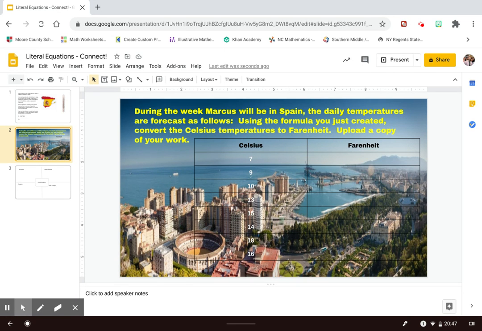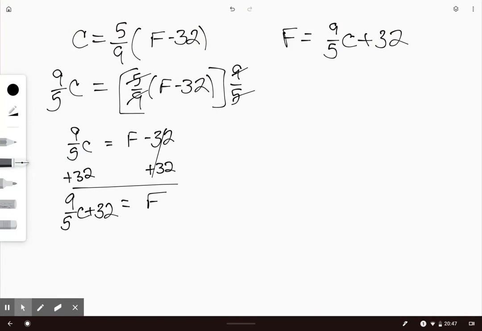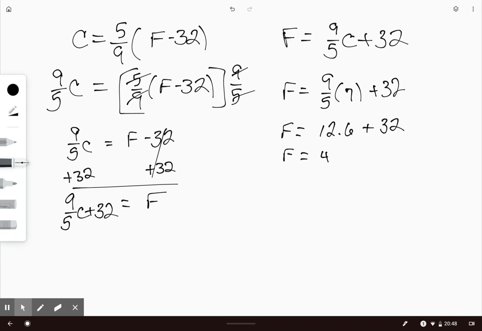So if you look here, my first Celsius temperature is 7. So I'm going to take this new formula that I wrote and simply insert the 7 where I have the variable C. So then that's going to give me F equals. On my calculator, I do 9/5 times 7, which gives me 12.6 plus 32. So that means Fahrenheit is going to be 44.6. Okay, so when it's 7 degrees Celsius outside, it's 44.6 degrees Fahrenheit.